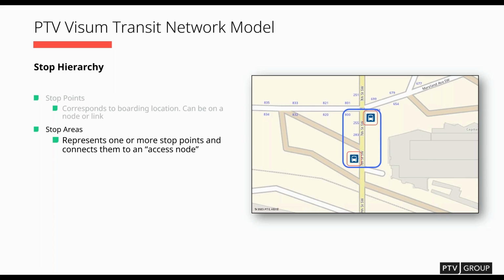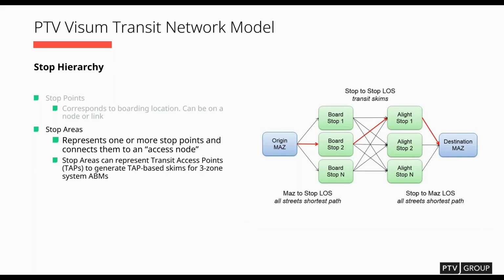The next highest step up is a stop area. So these represent one or more stop points and connect them to an access node. This can also be very important for some activity-based models that use a three-zone system. We can do these kind of transit access points, and we now have stop-to-stop skimming as well within Visum, which we'll talk about a little bit later.